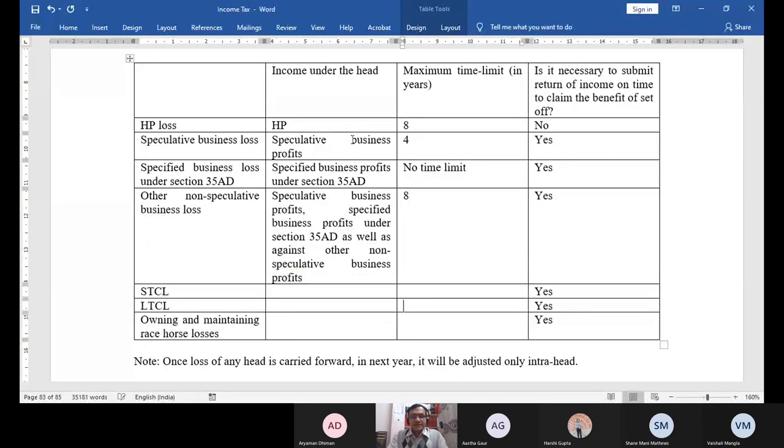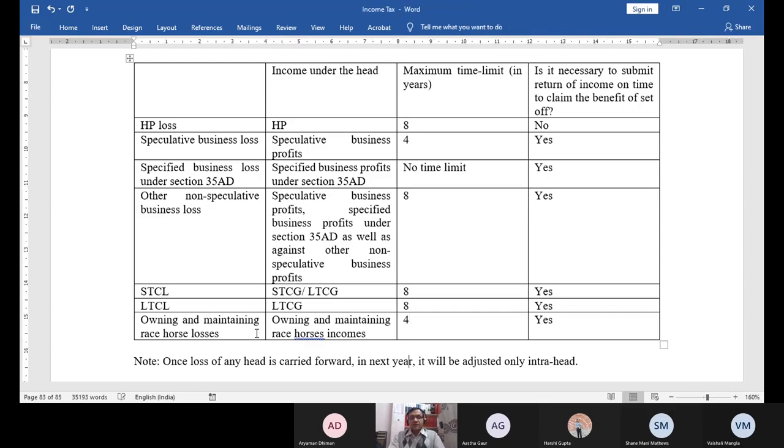8 years. STCL, against STCG as well as LTCG, 8 years. LTCL, only against LTCG, 8 years. Owning and maintaining race horses income, 4 years. That's it.